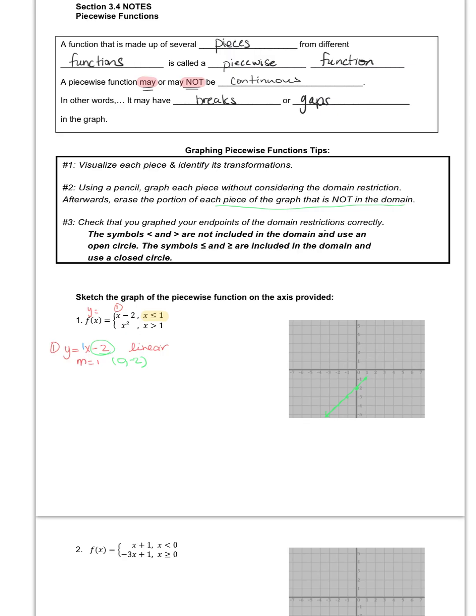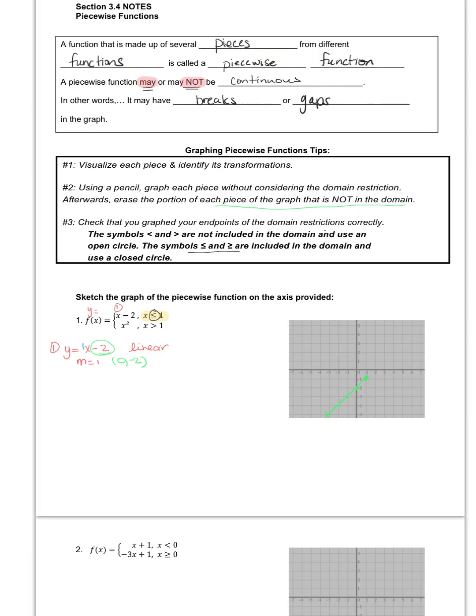The last part says, number 3, check that you graphed your equations with the domain restriction. We have this less than or equal to in our actual problem up here. So that has to be a closed circle according to what we've learned before. So that's a closed circle. I'm going to make it more obvious that it's a closed circle, so that you can tell if it's open or closed.